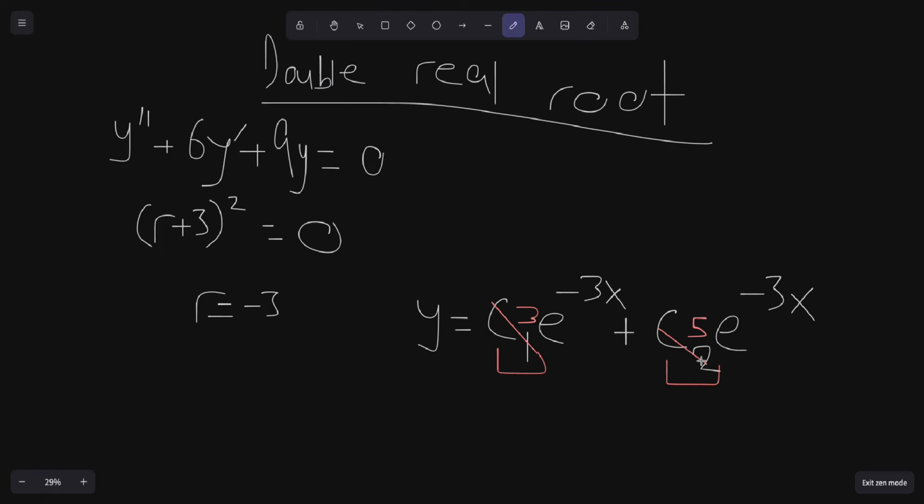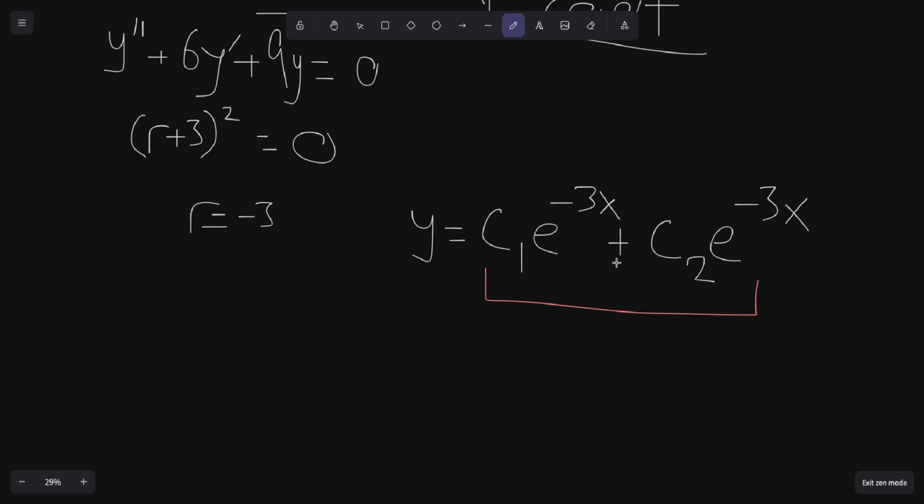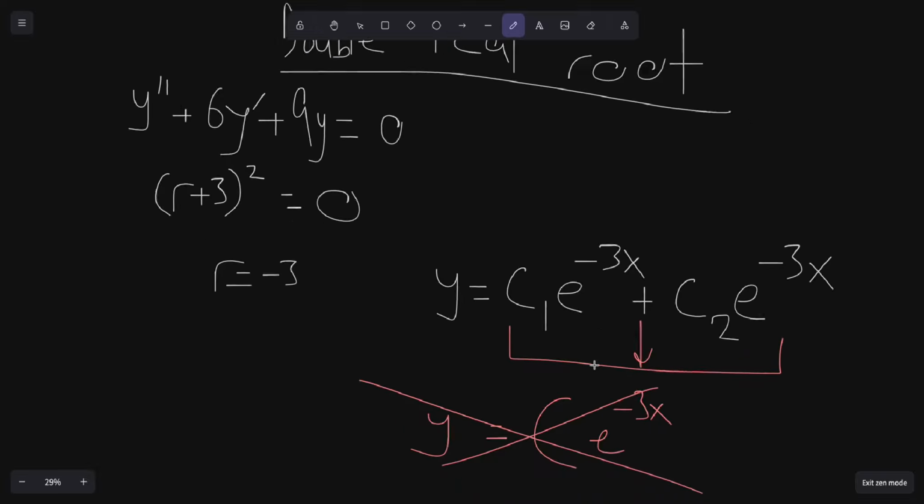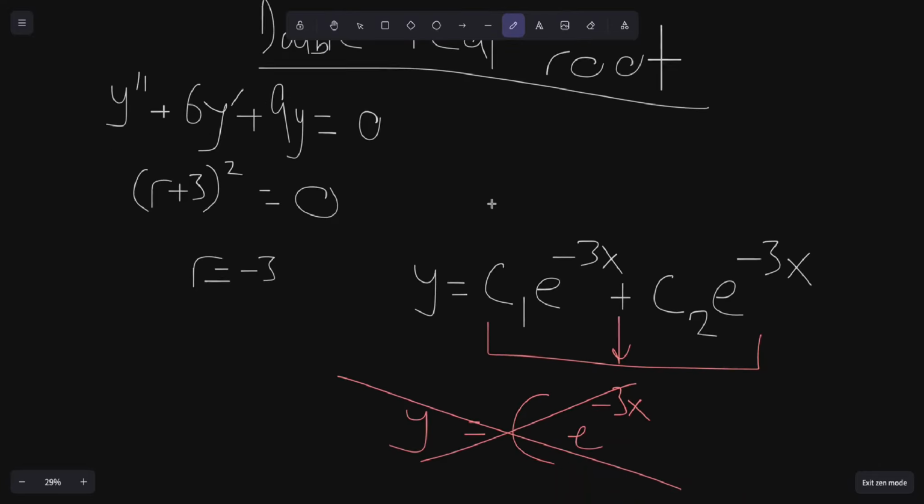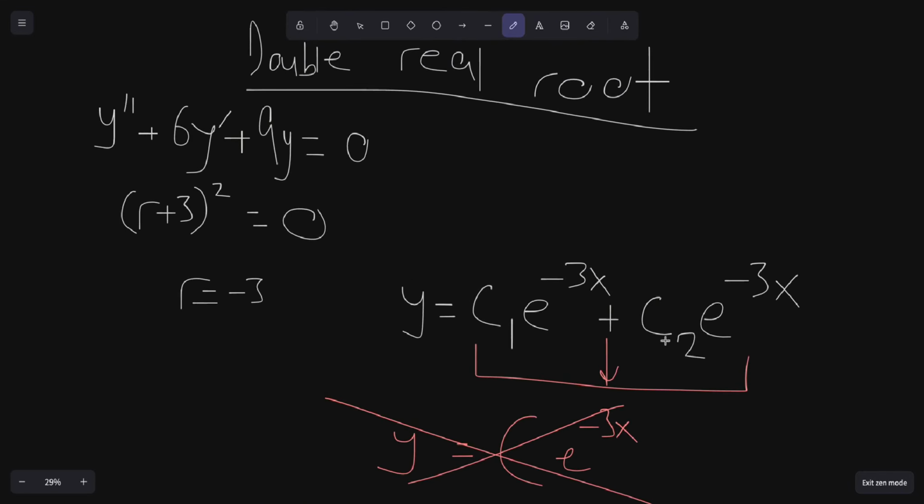And this just becomes one e term, right? So c1, if I wrote the solution like this, would just converge to kind of like a big constant times e to the negative 3x. And of course, we don't want this, right? Remember how we said this second order differential equation, since we have two initial conditions, we need to have these two constants, right? These two constants as our solution.